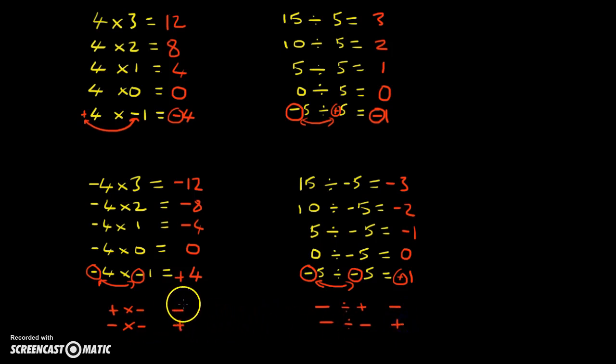So I think the best way to think about it is if you've got different signs, you get a negative. If you've got the same signs, you get a positive. And that applies to both multiplying and dividing. So I would say same signs, positive, different signs, negative, whether it's multiplying or dividing.